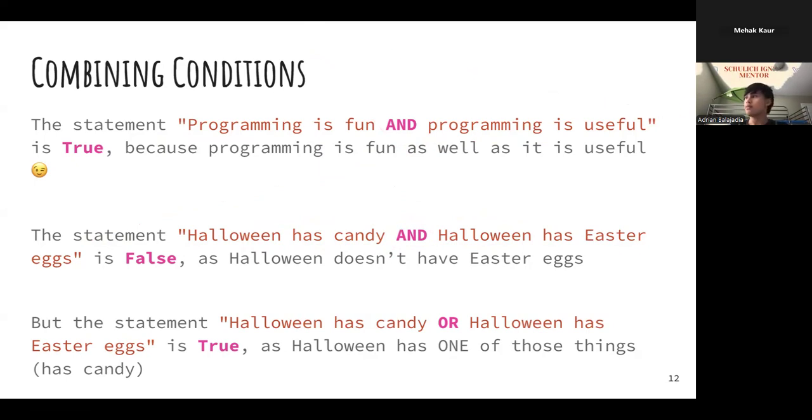Oh, what about the input stuff? We'll go into that later. But the statement "Halloween has candy or Halloween has Easter eggs" is true, because either Halloween has candy, or Halloween has Easter eggs, and as long as one of them is true, then the entire sentence is true, if that makes sense. Yeah, Halloween has one of those things.